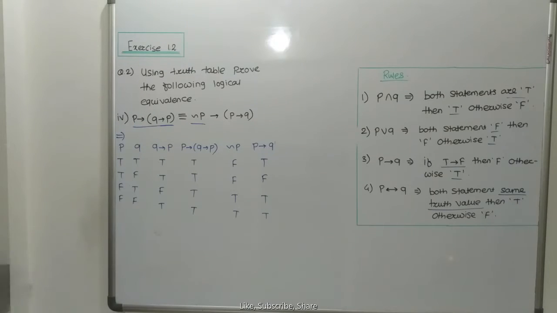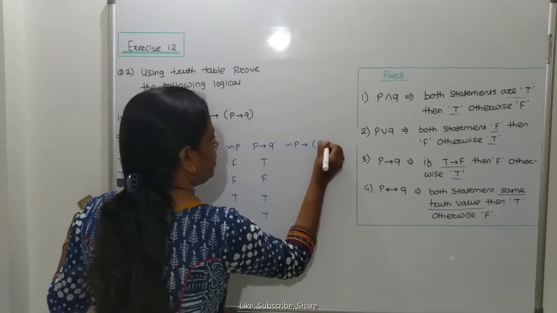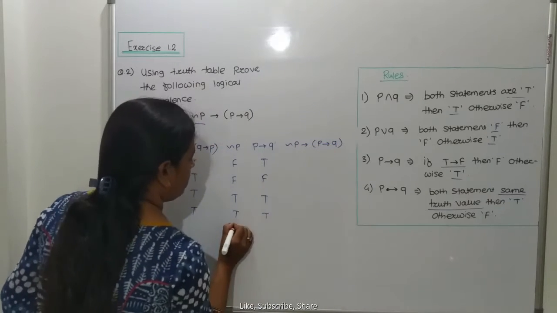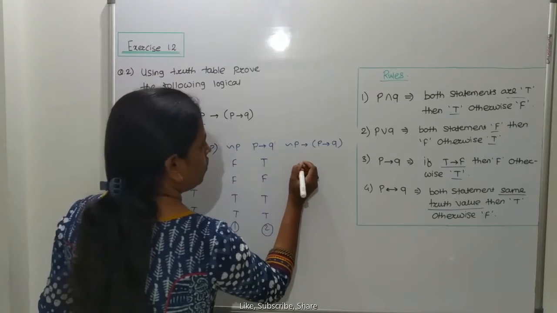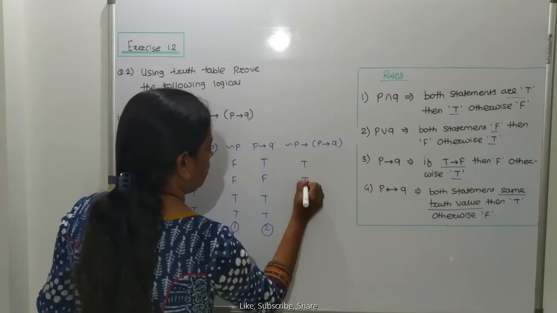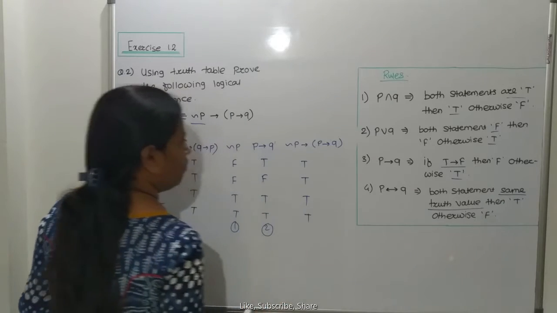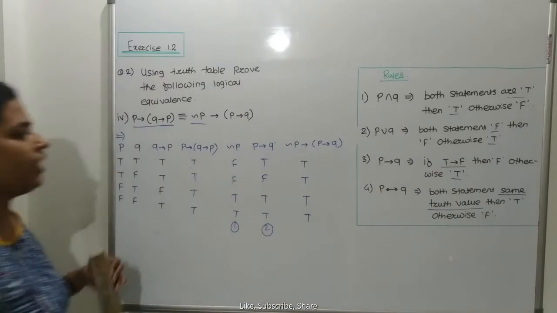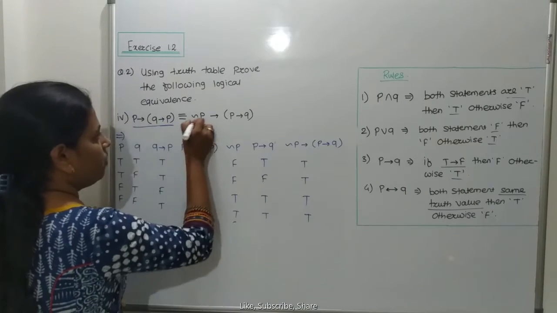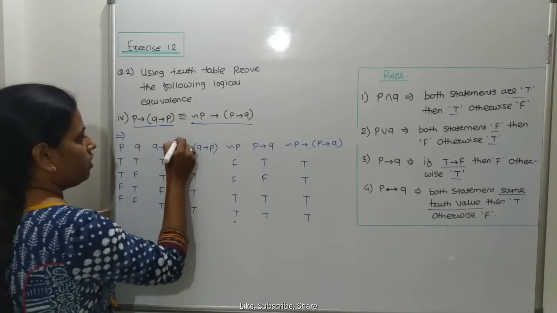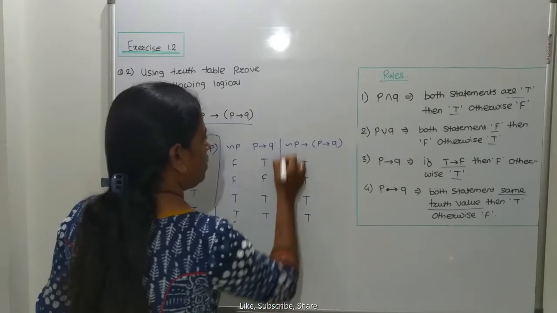Now next we have to perform not of P single implication Q. This one is the first statement, this one is the second. So false, true, true, false, false, true, true, true. Only when we get true and false, we write false, otherwise true. So just observe this one, we have to complete the full part of this. This column is there, and this one is the output.